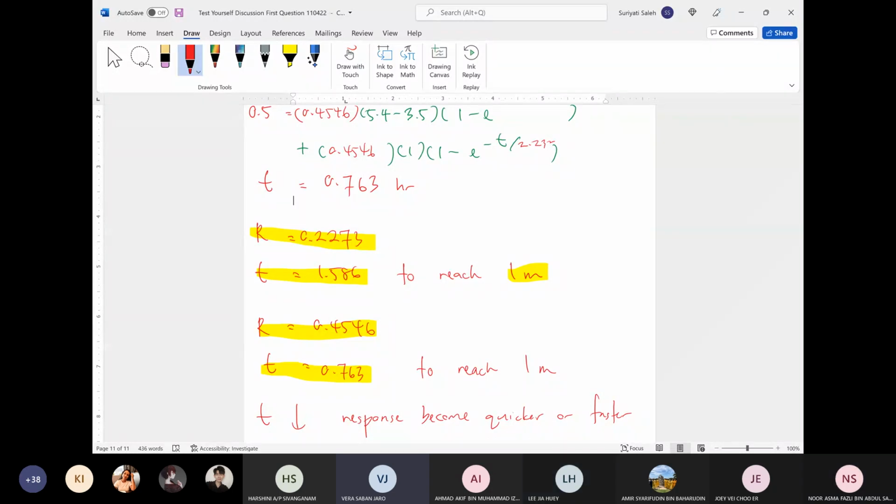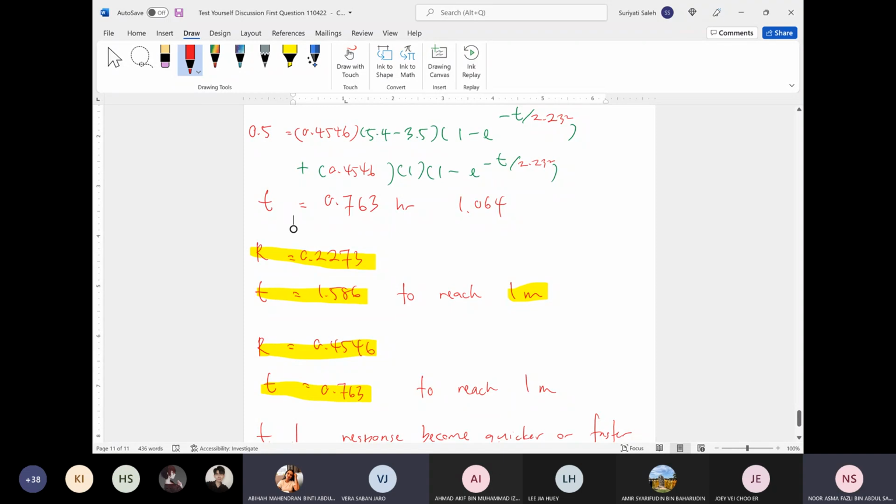Doctor, yeah, for when R is 0.4546, I get the T is 1.064. Okay, we have a different answer here. You get 1.064. Okay. Anybody else get a different answer for T? I got the same answer just now, 1.064. Okay. One more response. Do you get 1.064? Yeah, same. Okay, thank you very much.